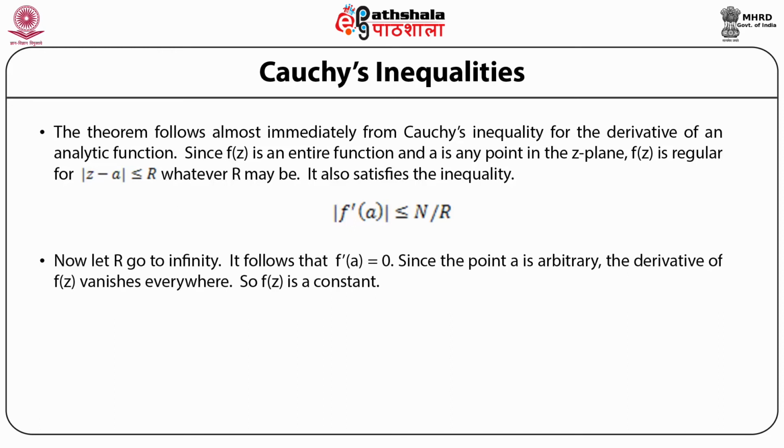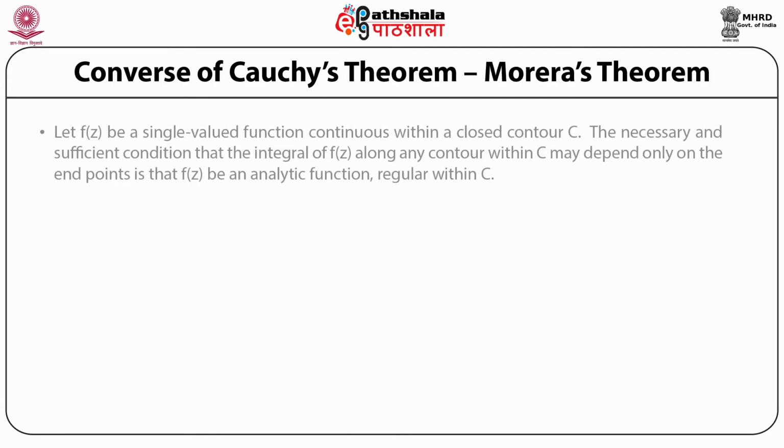Now let r go to infinity. It follows that f dash a is equal to 0. Since the point a is arbitrary, the derivative of f(z) vanishes everywhere. So f(z) is constant. The converse of Cauchy's theorem, or Morera's theorem.